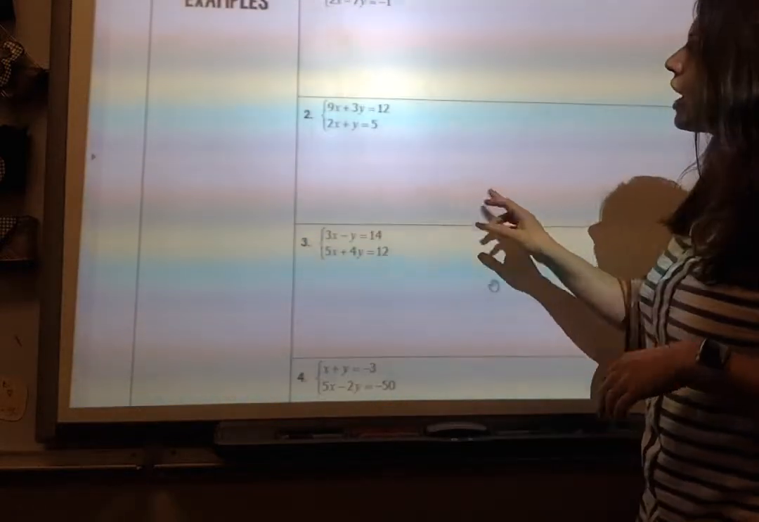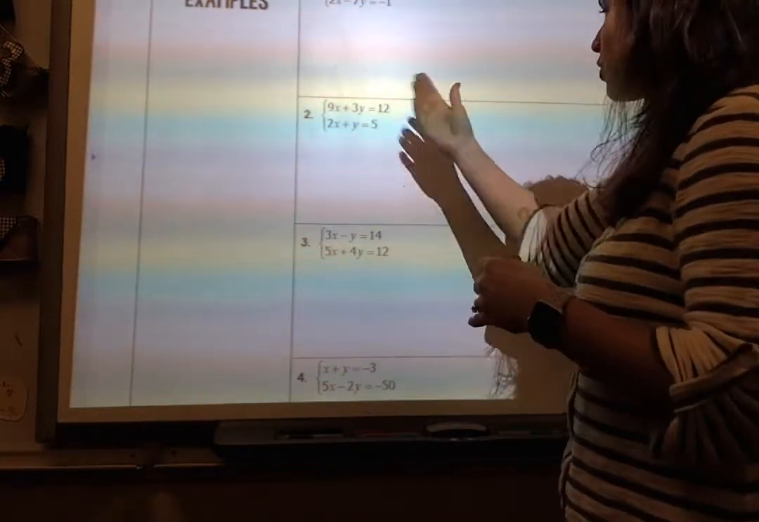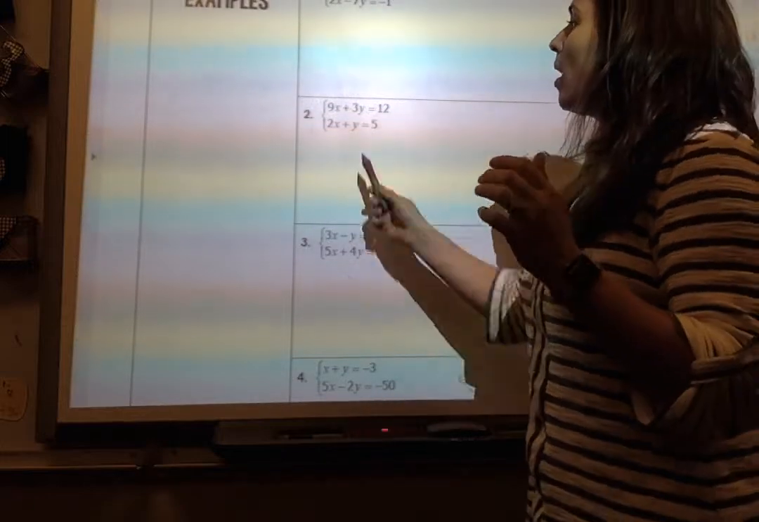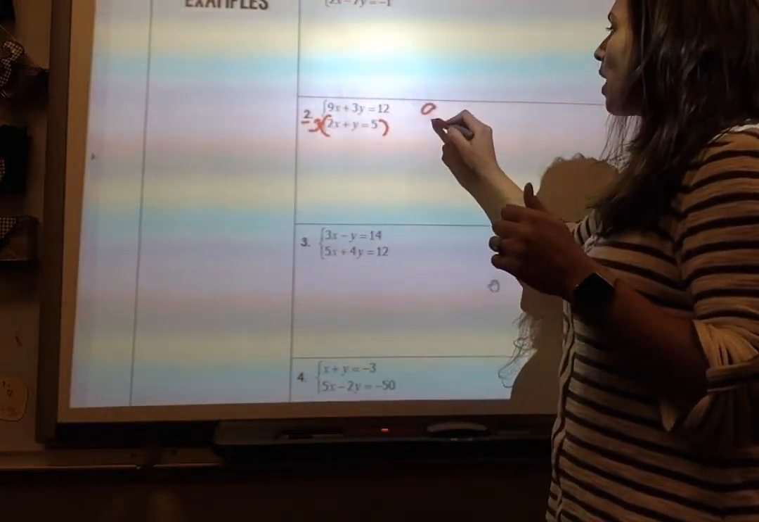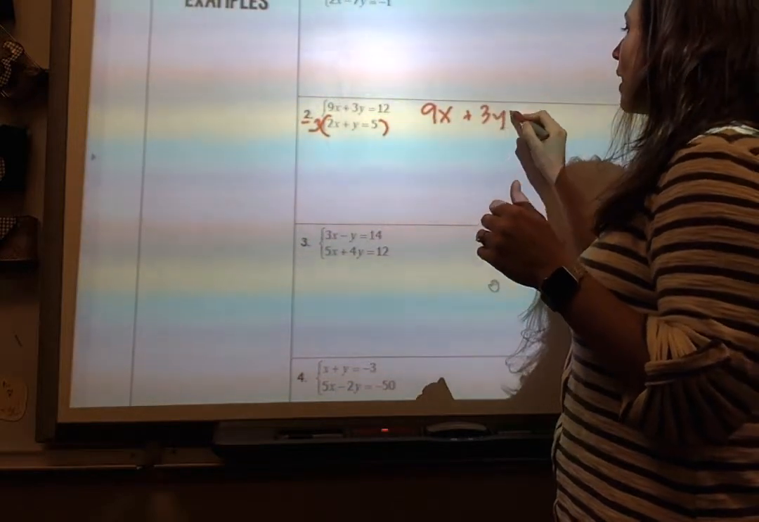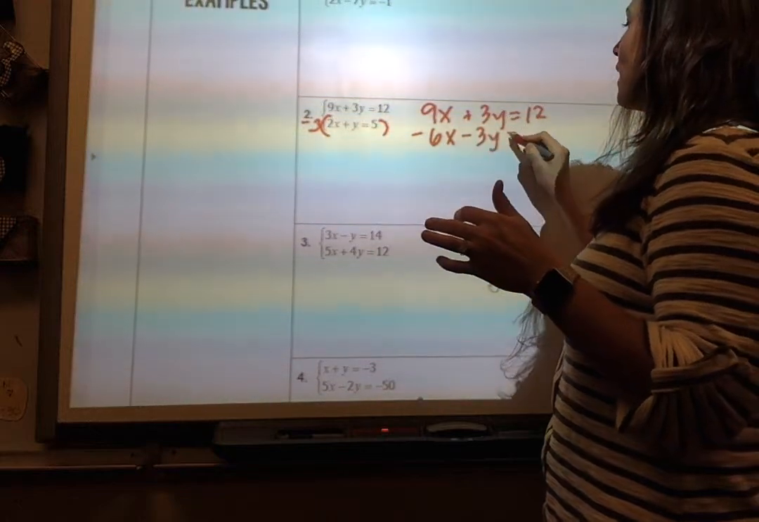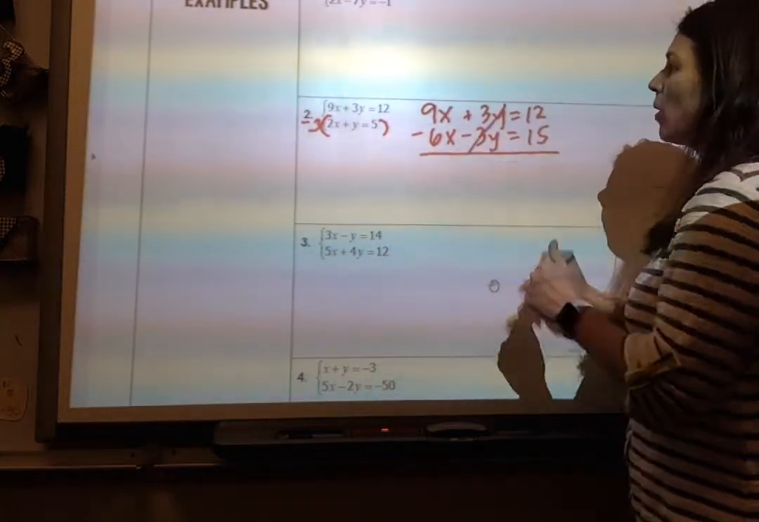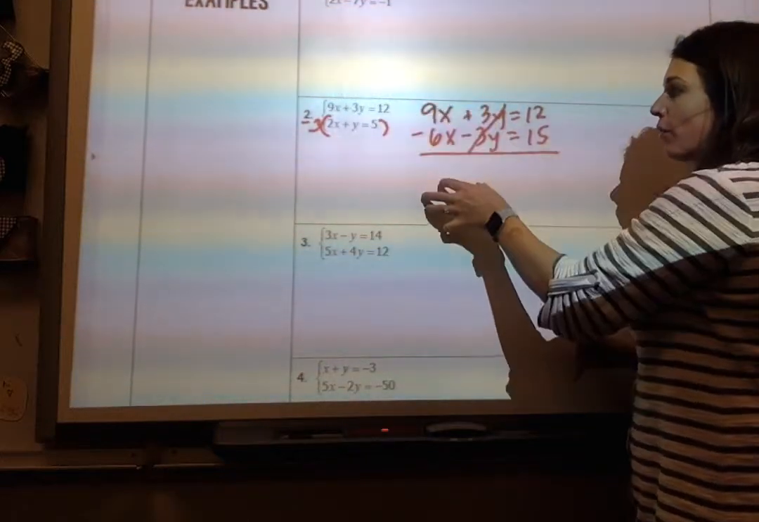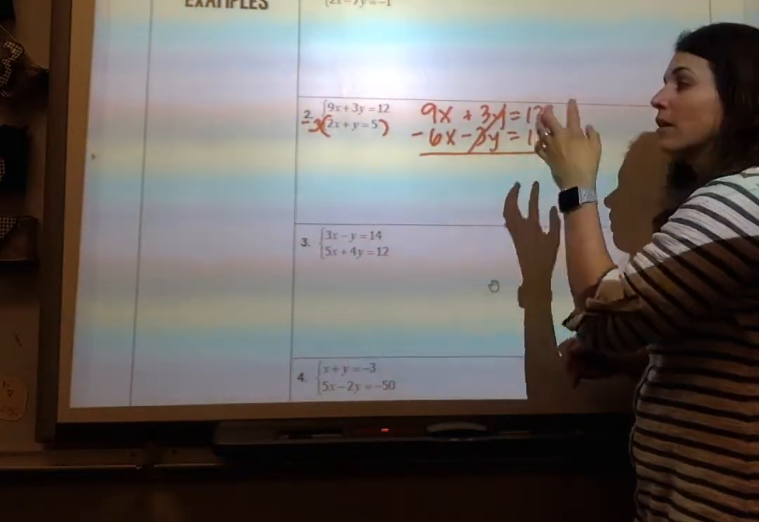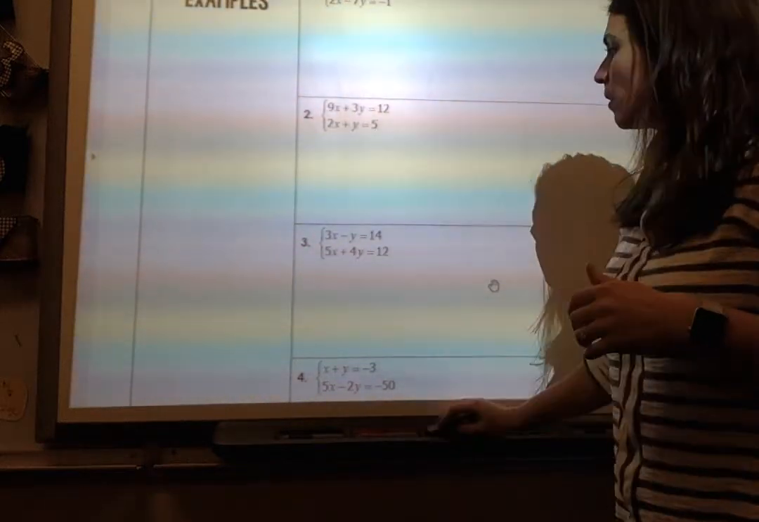Now, not to waste your time, you know how to use elimination, so I'm just going to show you what we would multiply by. On number 2, I would multiply this bottom one by -3. So my top one would read 9x plus 3y equals 12. My bottom one would read -6x minus 3y equals -15. And my y's cancel out. So that's how you would do number 2, and then finish it out. 3x equals 27. x would equal 9. All right, so that's how you do number 2.